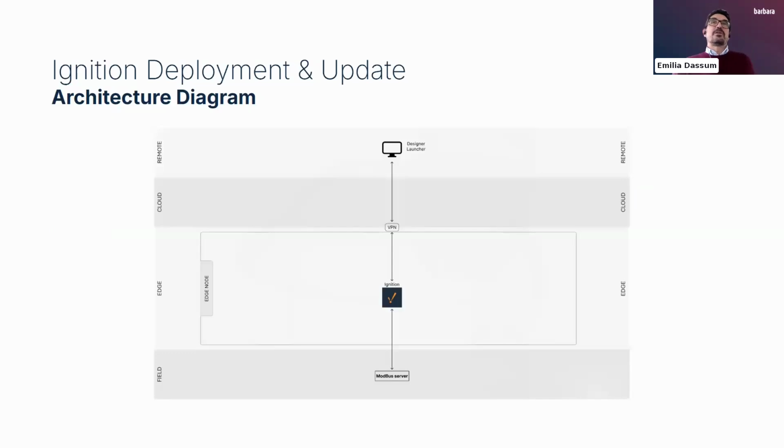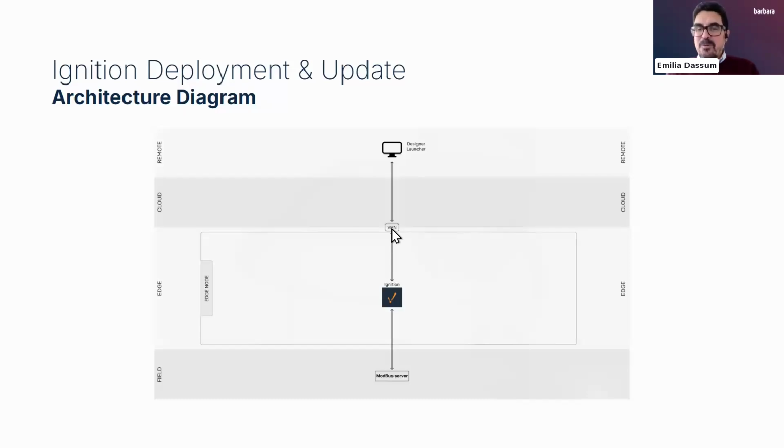The diagram of what we are going to deploy is really simple. As you can see, we are just going to deploy a basic application in the edge node. This is the edge node. We are going to deploy the Ignition, and then we will read some data from a Modbus server we have on the field, and we will manage everything in the Ignition gateway from the designer launcher through our VPN.